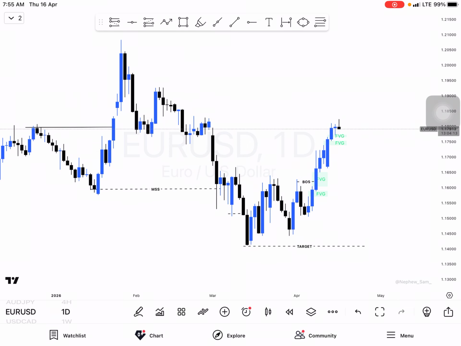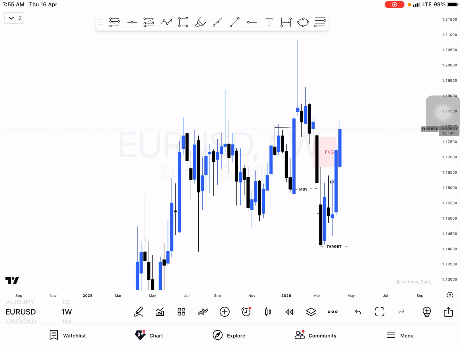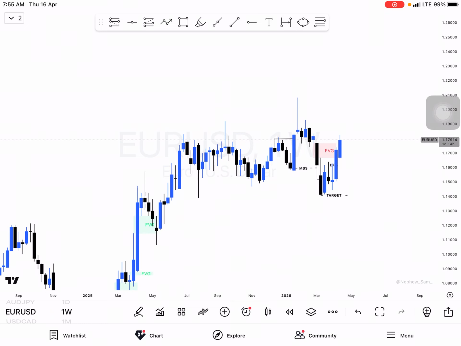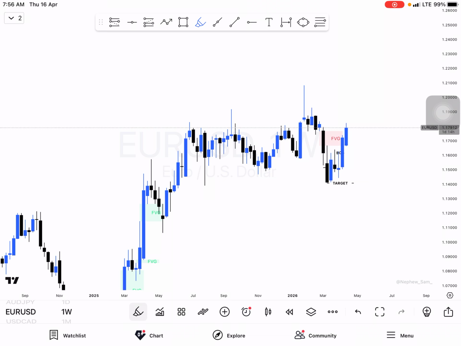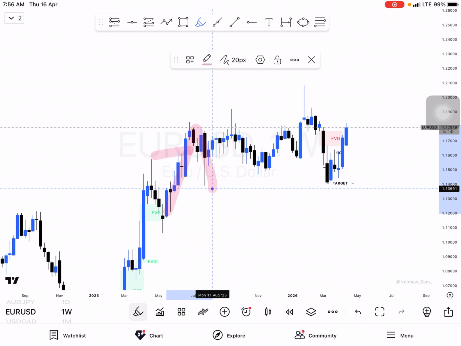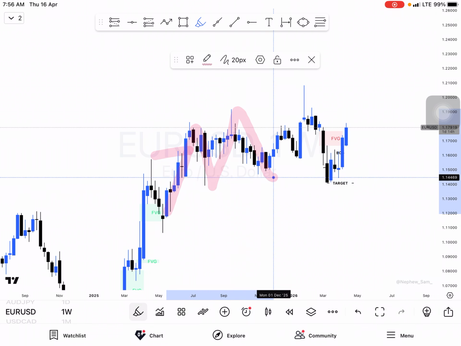Let's start from the weekly time frame. Let's really understand what's happening. So when we check on the weekly time frame, you can see that the market was in a bullish move, giving us higher highs, higher lows, higher high, higher low, higher high.